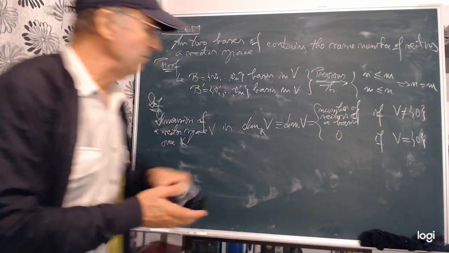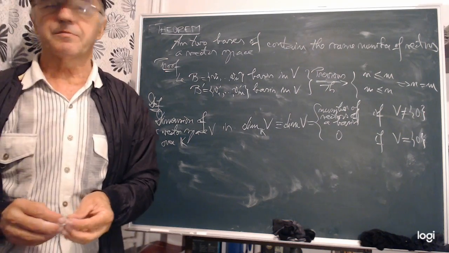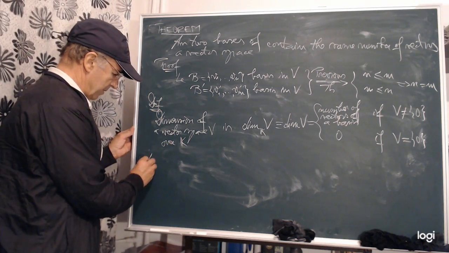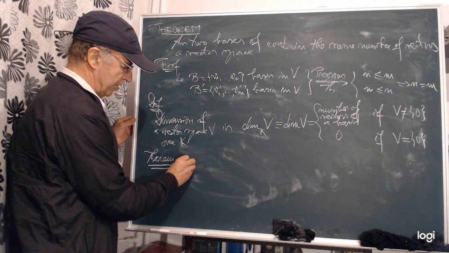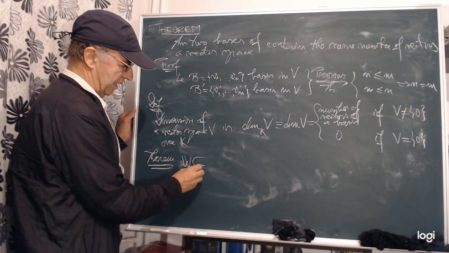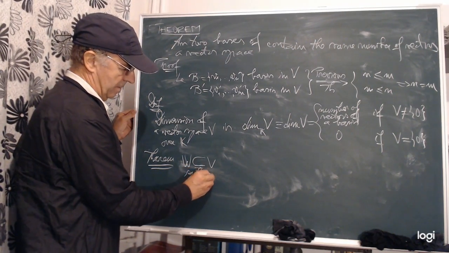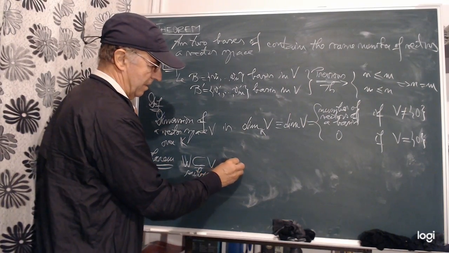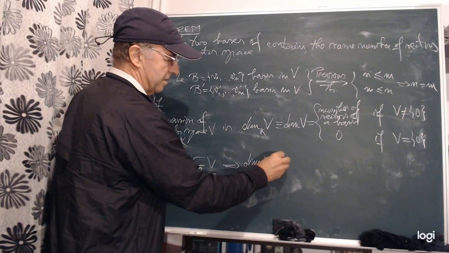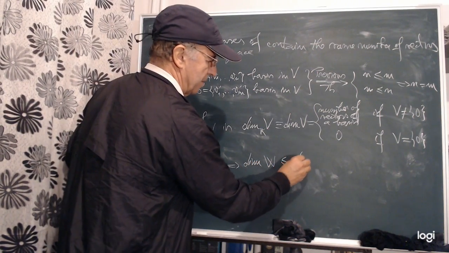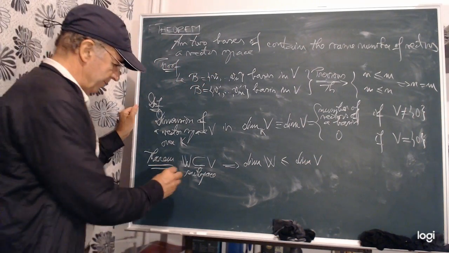Now a result concerning the dimension of a subspace of a vector space. Theorem: if W contained in V is a vector subspace, then the dimension of W is less than or equal to the dimension of V. Proof.